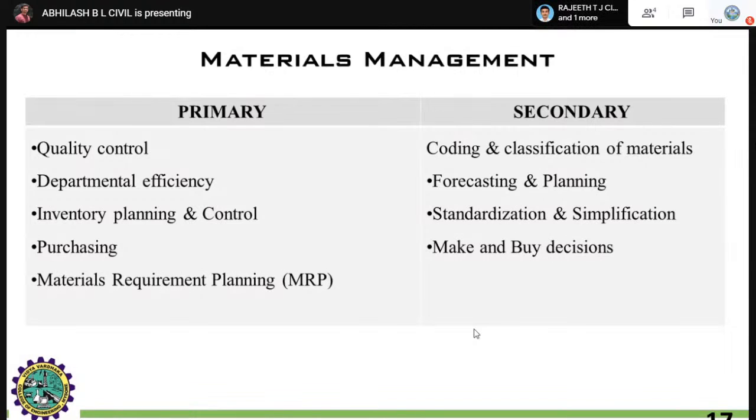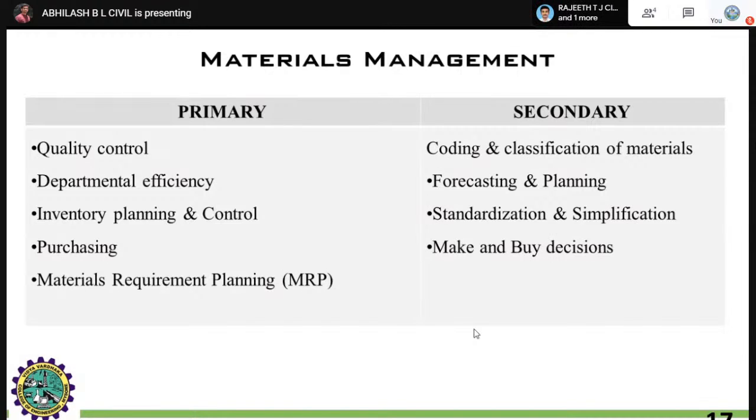In material management, you can observe primary and secondary types of management. The primary ones are quality control, departmental efficiency, inventory planning and control, purchasing, and material requirement planning, MRP. These are the primary materials management activities which take place in the construction sector. The secondary ones are code and classification of material, forecasting and planning, standardization and simplification, and make and buy decision.